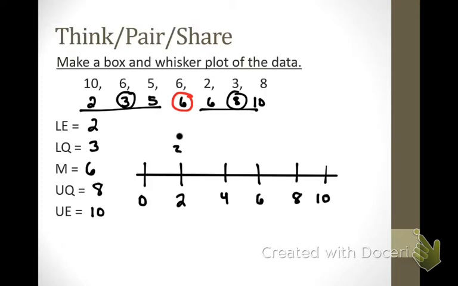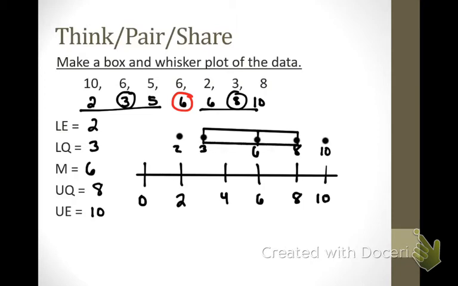Next one is a 3. Make sure you're labeling these numbers underneath. Next one is? 6. Next one? 8. And the final one? 10. All right, very good. Okay, remember you only want to label just those points. So I put a line through the median, the upper and lower quartiles, and then we draw our box.